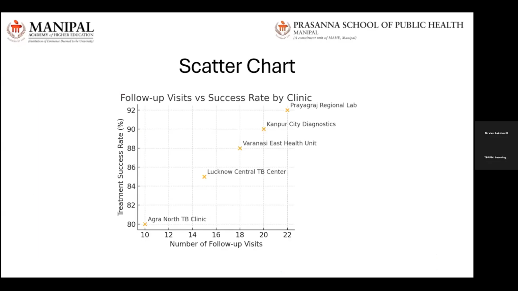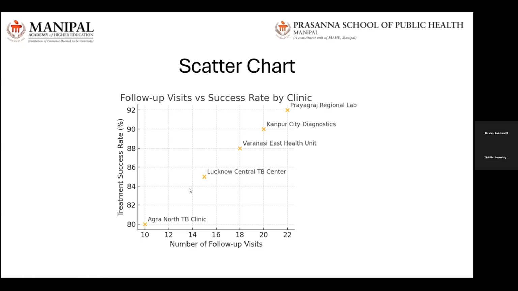So in this diagram, in the x-axis, we have the average number of follow-ups by patients to the Agra North TB clinic, and the treatment success rate, which stands at 80%. So here you see a straight line, meaning as number of follow-ups increases, treatment success rate also increases. But don't go blindly by this line and tell there's a huge jump. It is not true. Here the axis is between 80 and 92 only. So be careful when you interpret.